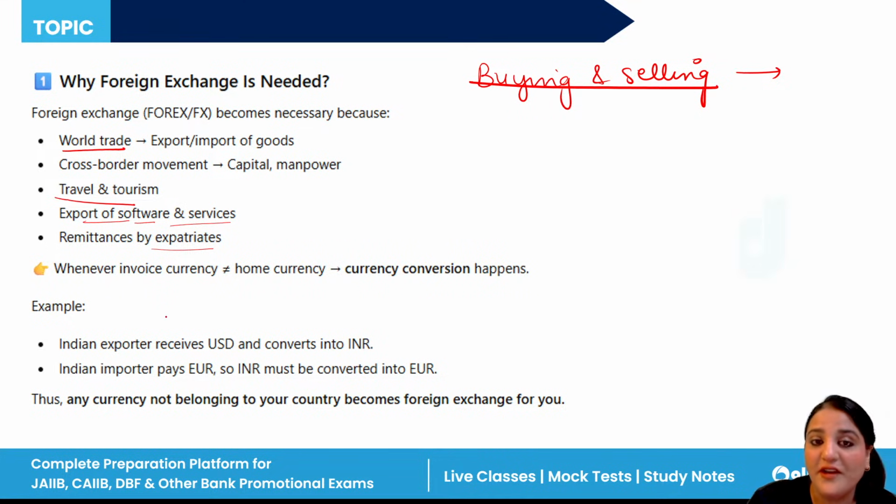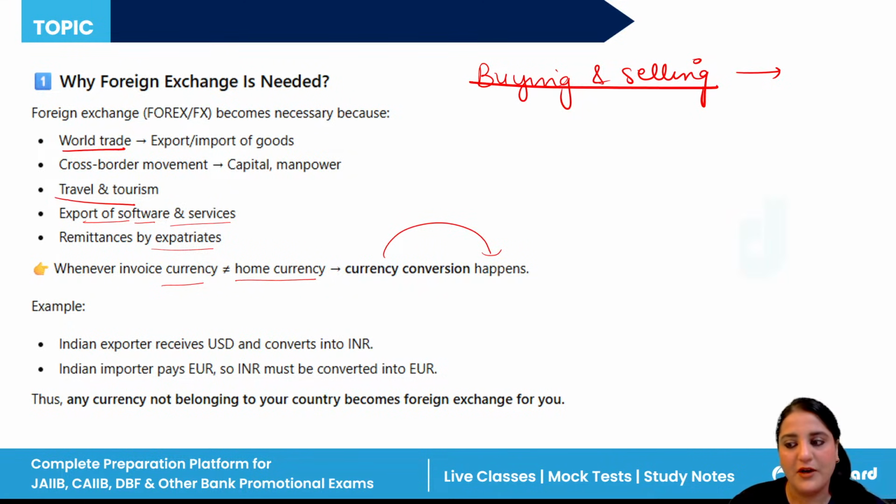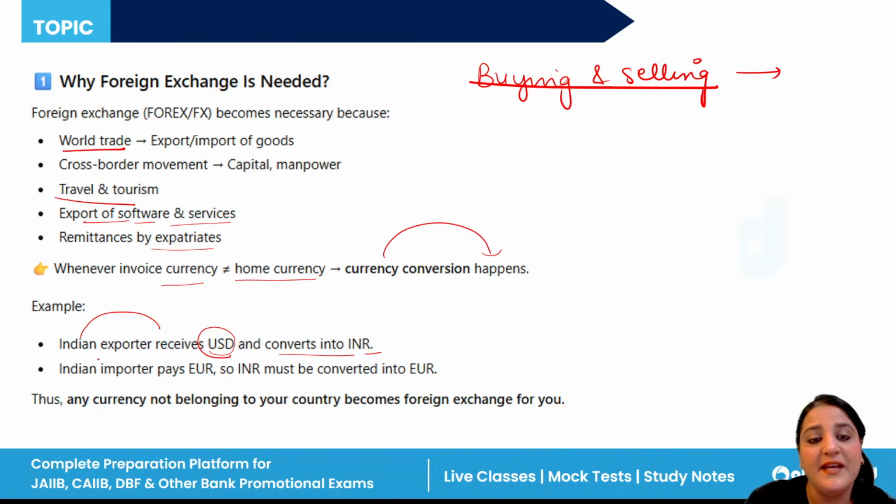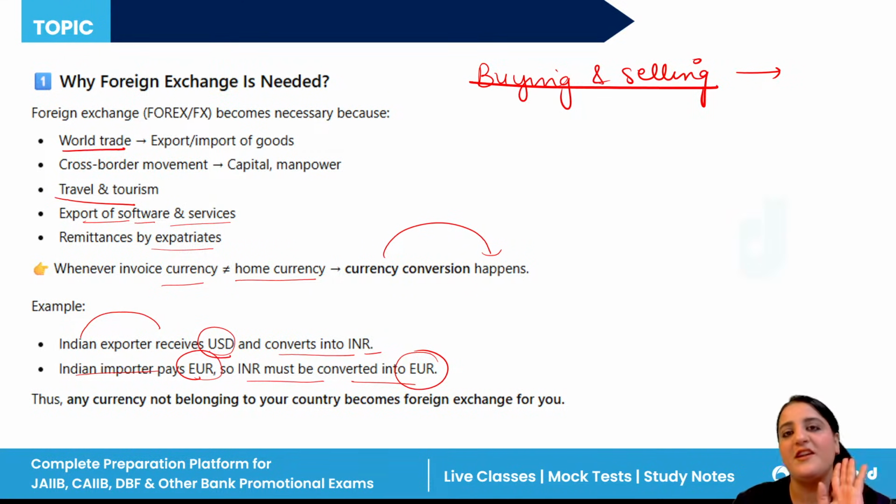Whenever the invoice currency is not equal to the home currency, currency conversion happens, meaning $1 is not equal to 1 rupee, so conversion happens. For example, an Indian exporter receives US dollars and converts them into INR. An Indian importer pays in euros, so INR must be converted into euros. Any currency which does not belong to your country becomes foreign exchange for you. Any currency apart from INR is a foreign currency for you.